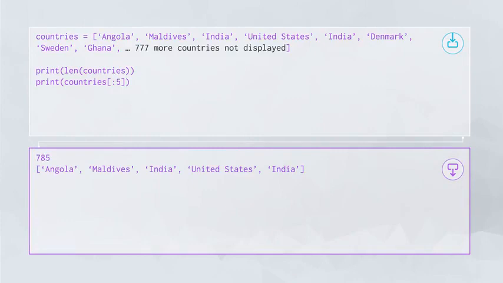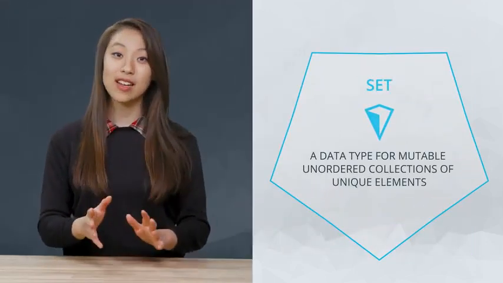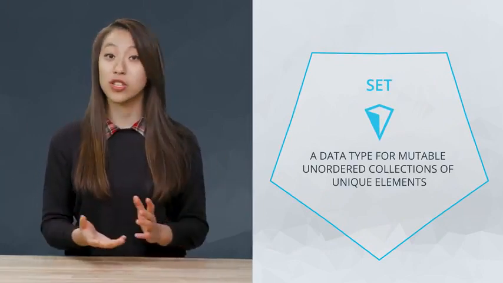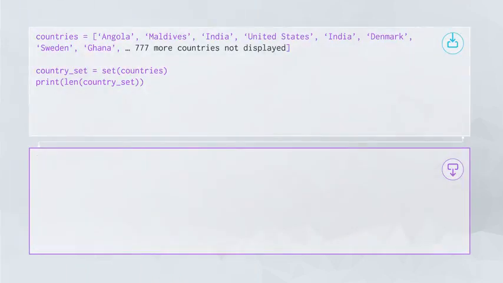It would be useful to remove the duplicates to produce a list of all of the countries that users browse from. Well, a set in Python does exactly that. Sets are containers of unique elements without any particular ordering. We can create a set from a list like this. Set removes the duplicates, and the print function prints the unique values, of which there are 196 countries.